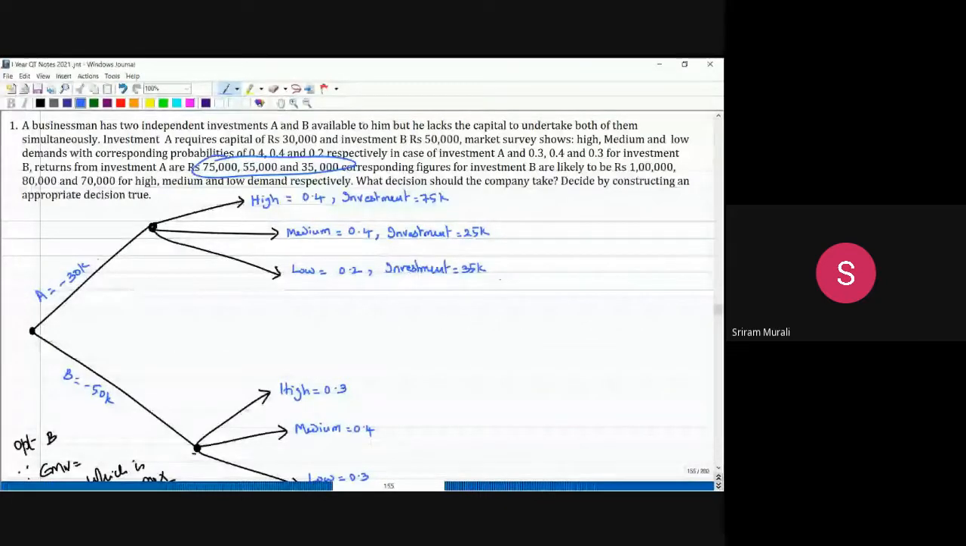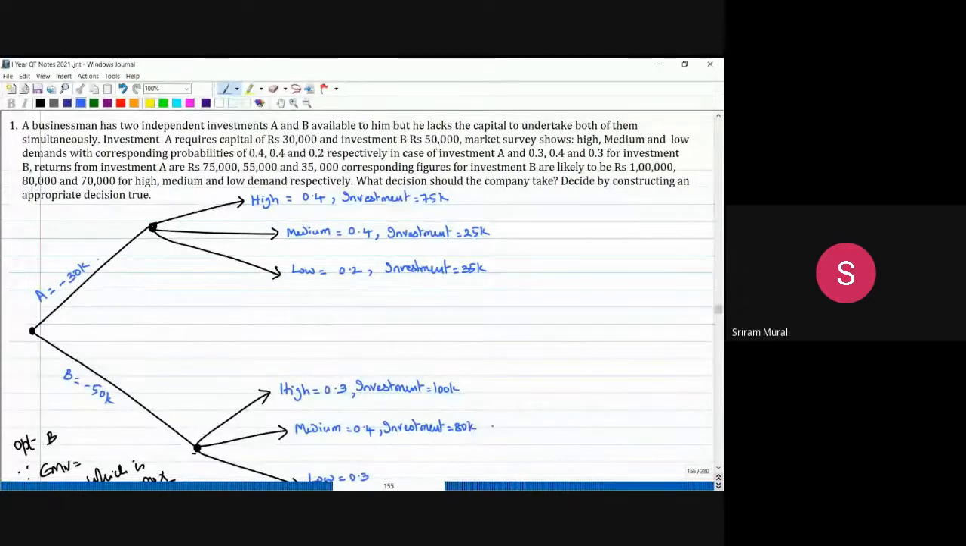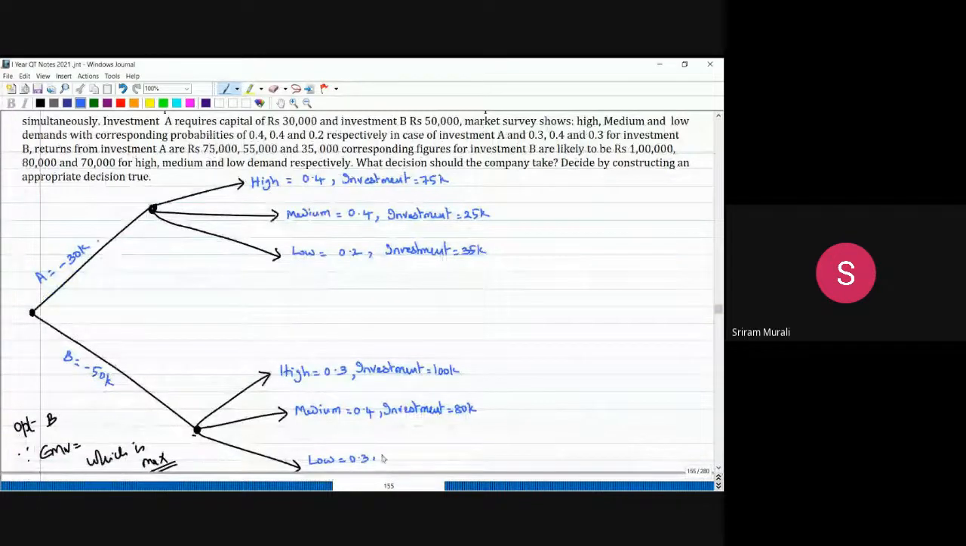Can you find what they are telling now? In the same way, I should do for B. Investment when the market demand is high is equal to 1 lakh. So I take 1 lakh like this. Medium, what is the investment? He says 80,000. What about this one? When it is low, what is the investment?